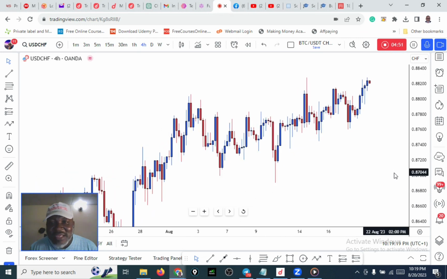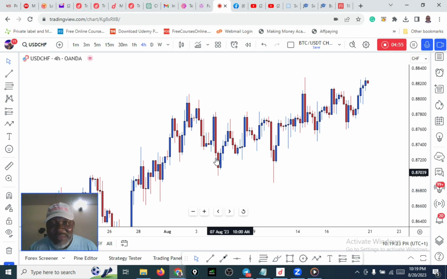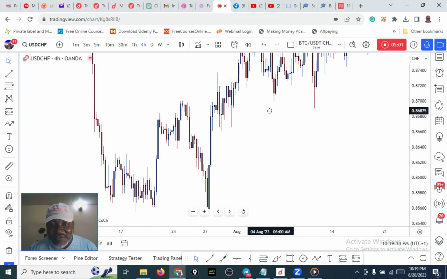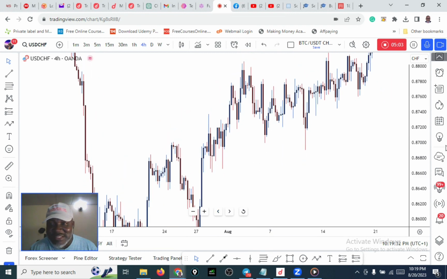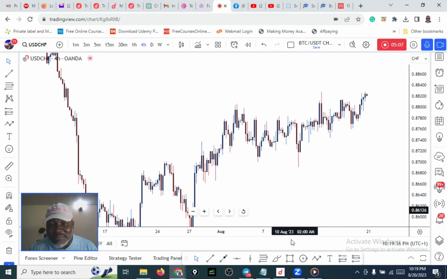So guys, clearly you agree with me that the market is in an uptrend. So if you take it from here, wherever you take it from, even if you take it from here, the market is in an uptrend. If you want me to show you, let's analyze the market structure. So from here is the higher low, higher high, higher low.